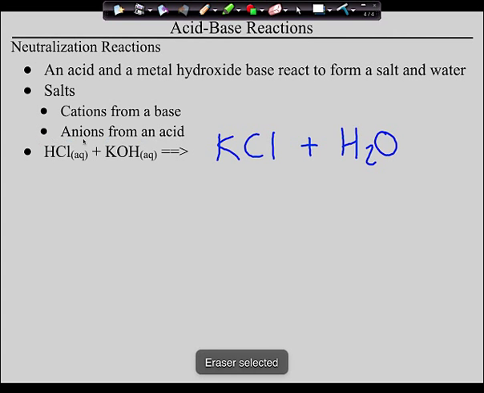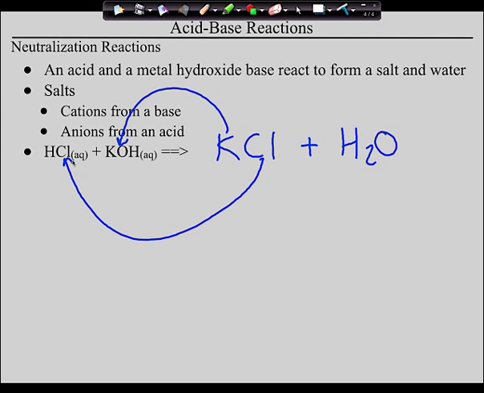Now guys, watch. Where did the K come from? The base. Where did the Cl come from? The acid. That's what this means. The cation always comes from the base, and the anion always comes from the acid. So guys, any salt can actually be traced back to an acid and base parent.